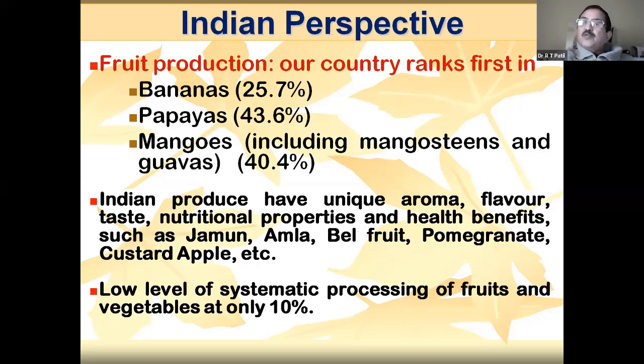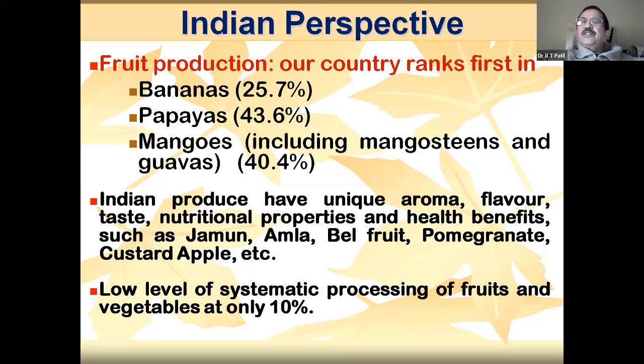We have to reach the consumer, and from the producer to the consumer there are many stages in between, and many middlemen. As we can reduce or shorten this value chain, the profit for the farmer will be higher. If you look at the Indian perspective, what is the production in India?